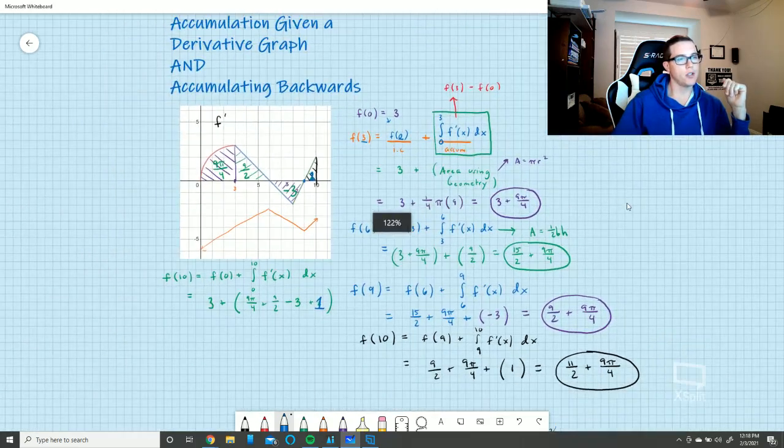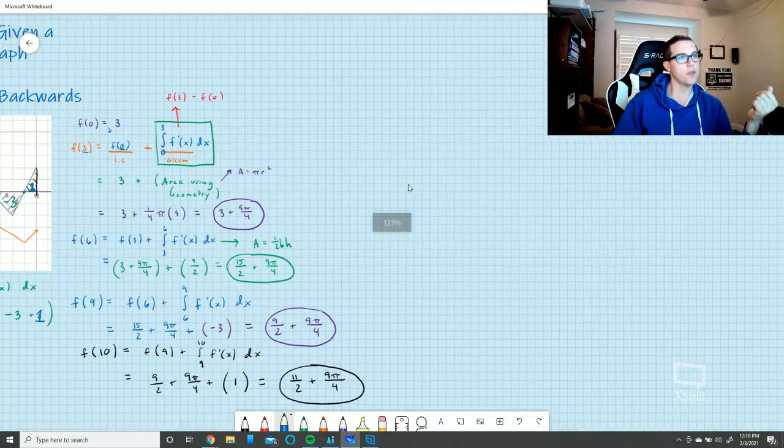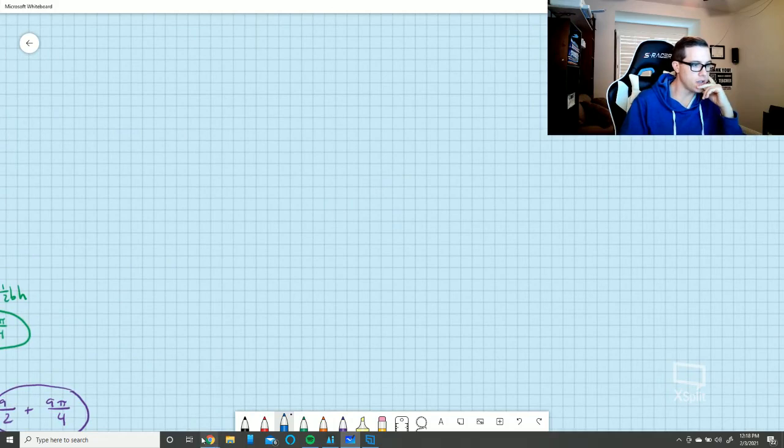All right, let's do one more problem. And then for the discussion, you're actually going to put these two topics together. So the other thing, this is accumulating backwards. I'm going to give you a function, a derivative. Remember, derivative and velocity are the same. So a lot of times I'll do these problems with velocity and ask for position. Or I can just give you the derivative curve and ask you for the original function information.